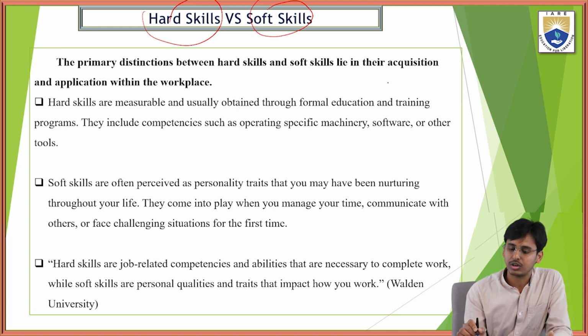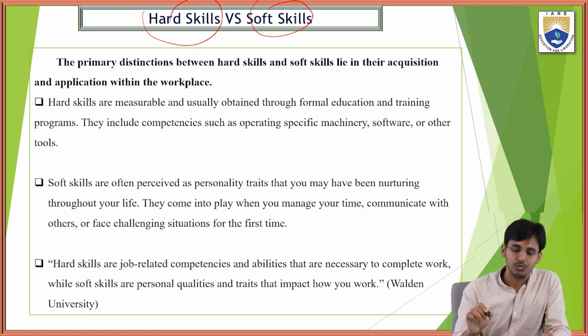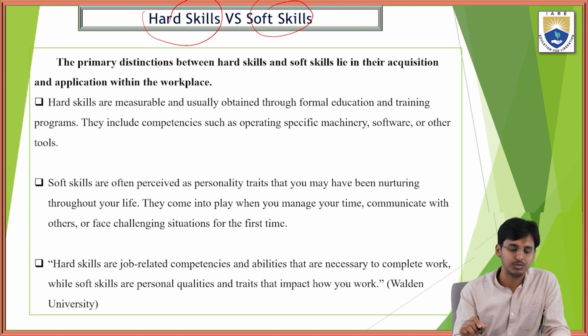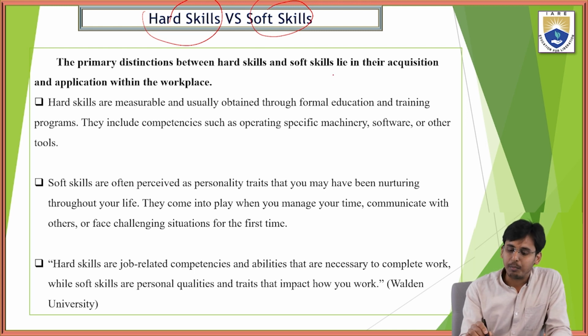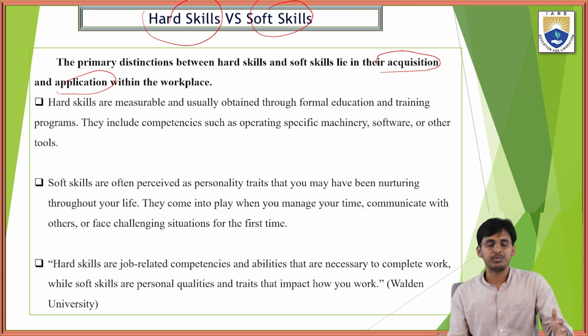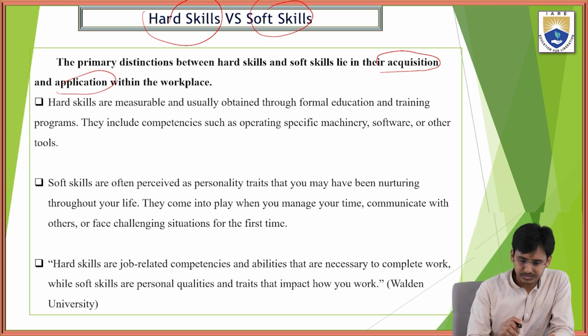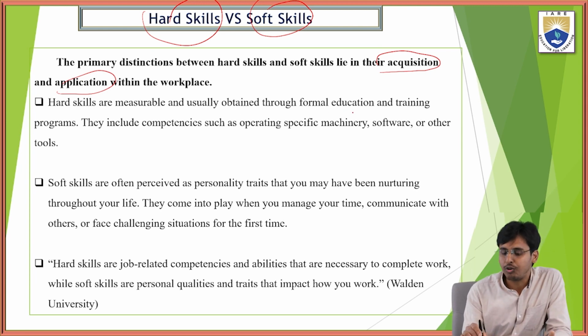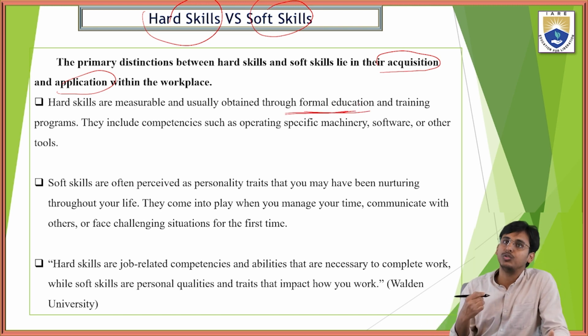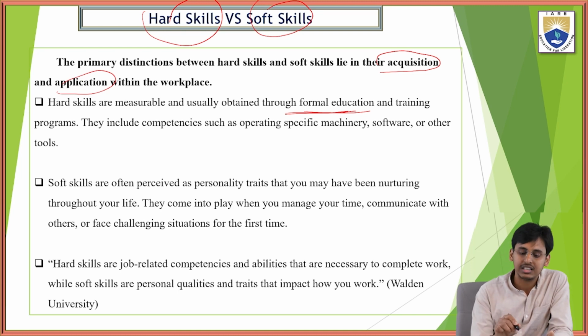The primary distinction between hard skills and soft skills lies in their acquisition and application within the workplace. I'm reading it once again: the primary distinction between hard skills and soft skills lies in their acquisition and application within the workplace. In this line you can observe that the manner of acquisition and the application are very important. So hard skills and soft skills differ in the manner of acquisition and the way we apply them in the workplace. Hard skills are measurable and usually obtained through formal education and training programs. We need systematic, formal education to achieve hard skills.